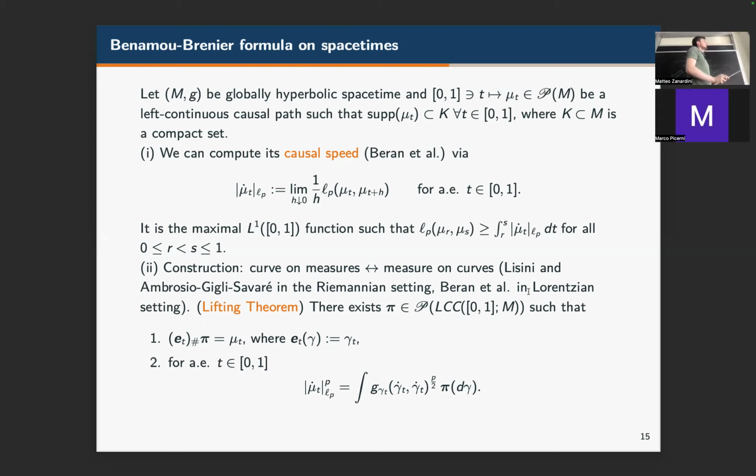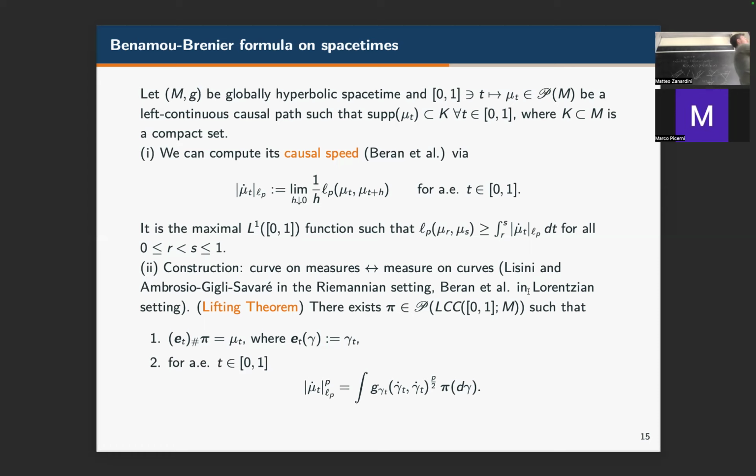Okay. The second fact is that we have this beautiful duality for curves of measures and measures on curves. Once we are given a path, that is to say a curve of measures, we can always find a probability measure on the space of left continuous causal curves. It is a measure concentrated on curves such that the time t marginal, namely the push forward of pi through e_t, is equal to mu_t.